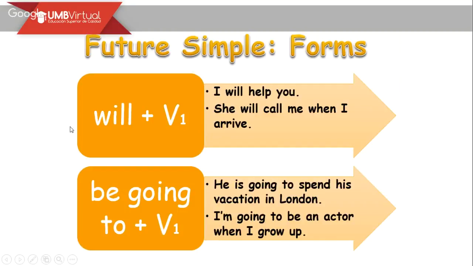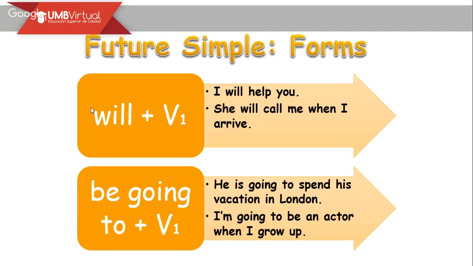Okay, and finally we are going to see the future simple forms. Remember that we use future to talk about things that haven't happened yet in the present. So it's going to be next day, next hour, but not now nor in the past. So it is very simple.